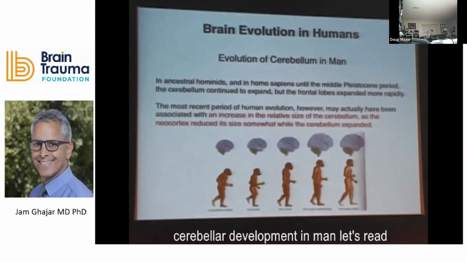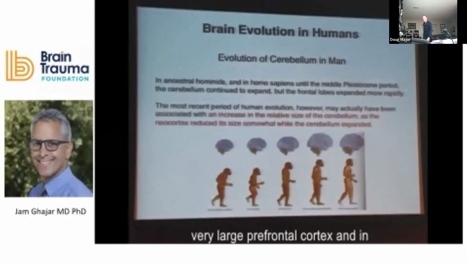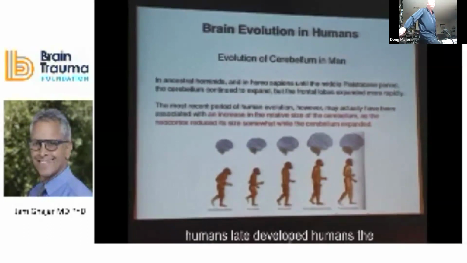In fact, if you look at cerebellar development in man, I'll just read this: in ancestral hominids, what happened was the frontal lobes expanded dramatically. But in recent development, there was an increase in the relative size of the cerebellum as the neocortex reduced its size. So basically, the cerebellum has increased in size compared to the prefrontal cortex. What's interesting is what you see in, I don't compare Neanderthals and autism, but they both have very large prefrontal cortex. And in late developed humans, the prefrontal cortex shrunk, the cerebellum got bigger.